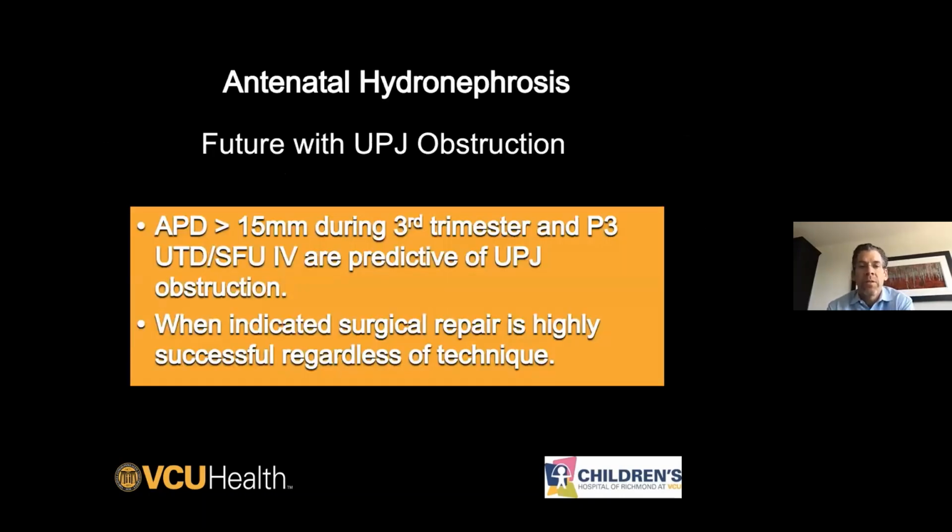So what's the future of UVJ obstruction? I think APD diameter of 15 millimeters during the 3rd trimester still will be something that we hang our hat on. P3, UTD, and SFU 4 are predictive of UVJ obstruction. Again, that 15 is sensitive. It's not highly specific, but you need to keep that patient on your radar. When indicated, fortunately, all types of surgical repair are highly successful regardless of the technique.